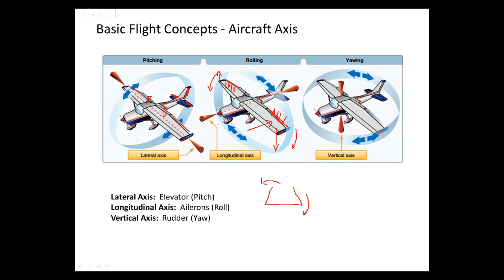So that's the longitudinal axis. The ailerons control the aircraft along its longitudinal axis. We call that rolling.